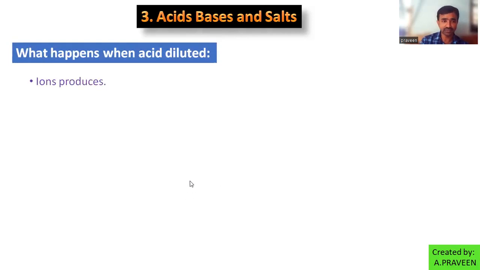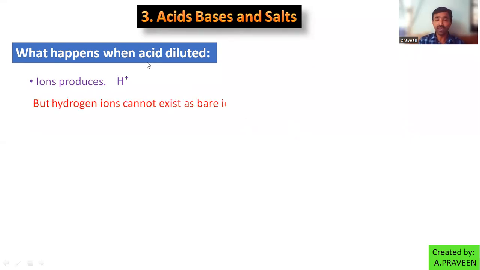So here, simply, what ions are produced? H plus ions are expected. But actually, do they produce H plus ions or any other ions? Let us see here. H plus ions do not exist in isolated form. That means they cannot exist as bare, single ions, right? They do not remain as H plus ions.